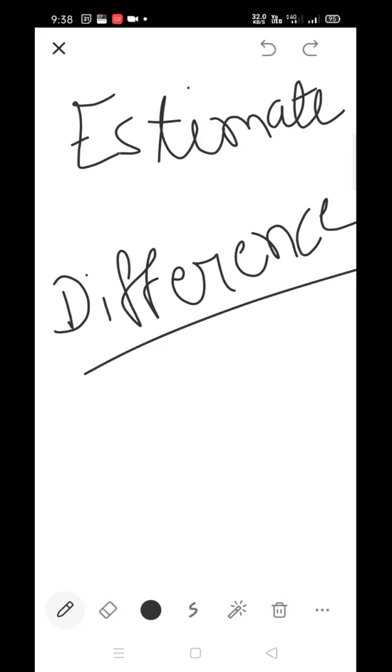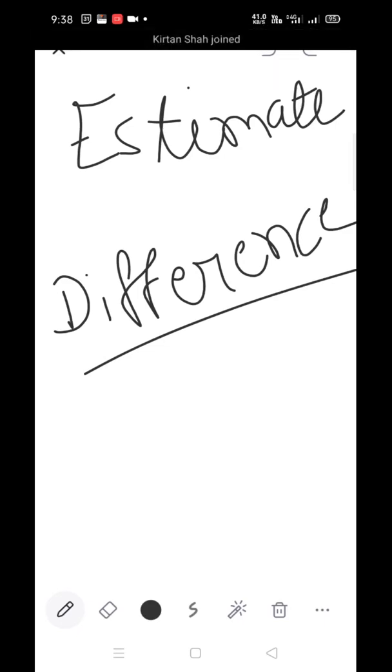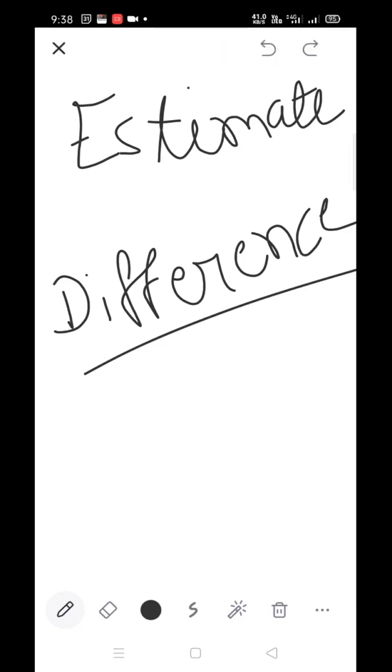Whenever the word difference comes, you have to do the subtraction. Right? Now, here one more word is added. Mute yourself and listen to me. Estimate. Have you heard this word previously?